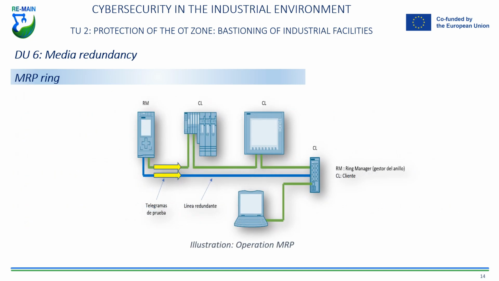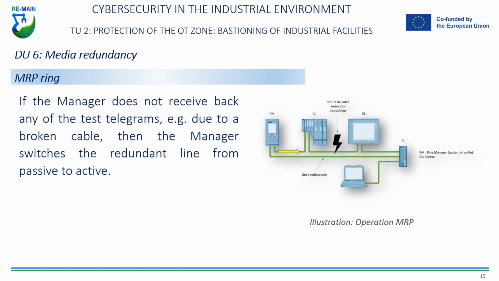During operation, the manager sends test telegrams in parallel to both stations and they must be received by both. If the manager does not receive any of the test telegrams back, for example due to a cable break, then the manager switches the redundant line from passive to active.